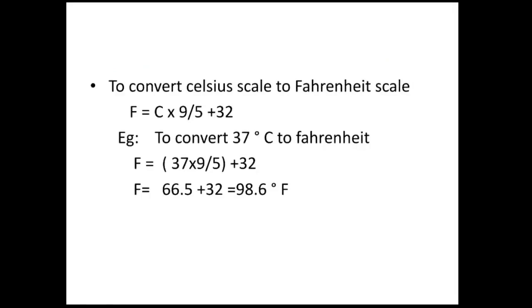Similarly, we can convert the Celsius scale to the Fahrenheit scale. For that we use the equation F = C × 9/5 + 32. In order to convert 37 degrees Celsius to Fahrenheit, we use F = 37 × 9/5 + 32. So we get the answer as 98.6 degrees Fahrenheit. So I hope you understood what vital signs are and the first vital sign, temperature.